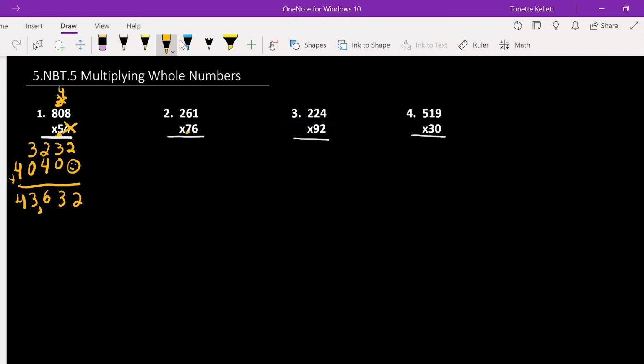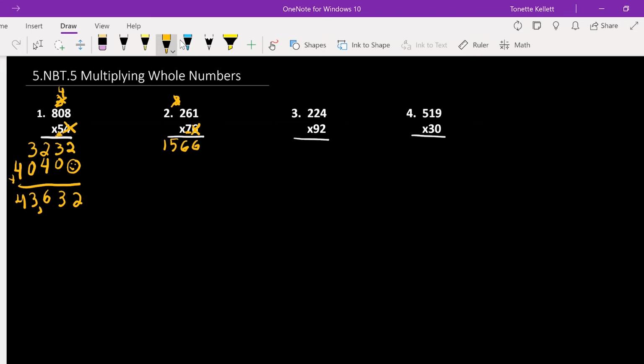We're going to ignore that 7 until we're done with the 6. 6 times 1 is 6. 6 times 6 is 36. 6 times 2 is 12, plus 3 is 15. All right, we're done with that 6, so I'm going to cross it out. We're done with the 3, I'm going to cross it out.